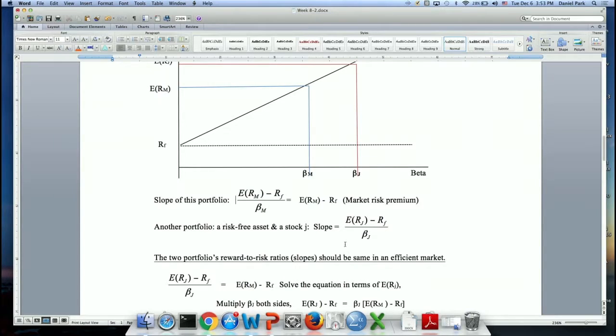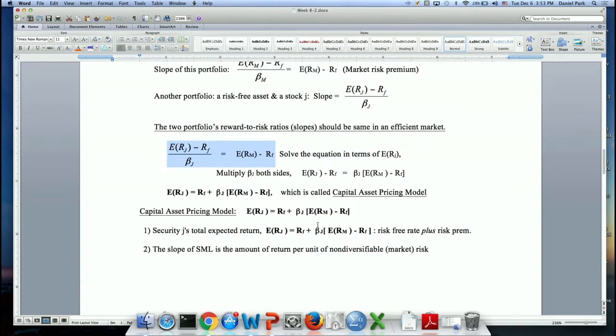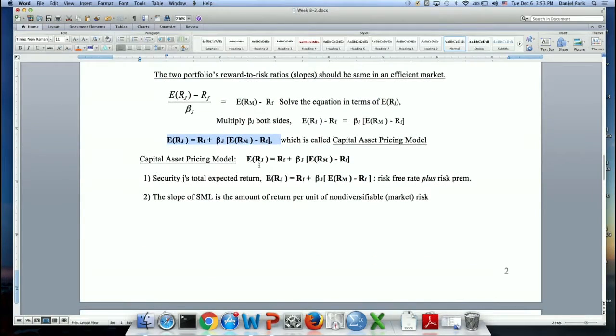So this is one slope, this is another slope, but in a single line the two slopes should be equal. This is the market slope, and this is the stock J slope. So the two slopes should be equal. Then multiply both sides by beta J to cancel out the denominator beta J, and then arrange in terms of ERJ, moving this to the other side. Then we have this formula. This one we call the capital asset pricing model. The derivation of the formula is not tough, right? Just follow step by step. So in the capital asset pricing model, ERJ is risk-free plus beta J times ERM minus RF.